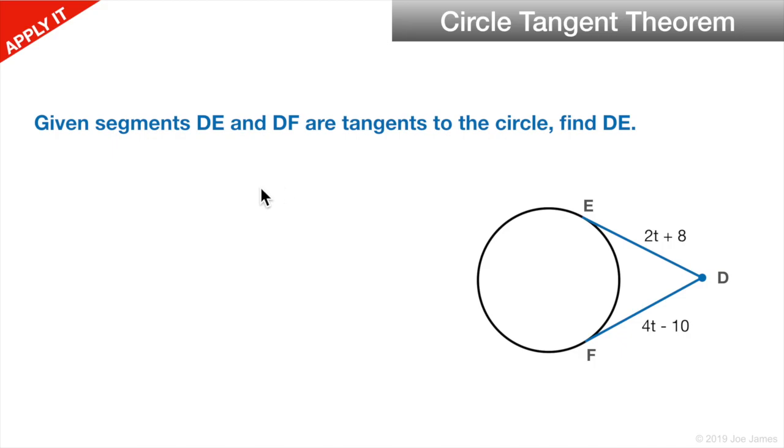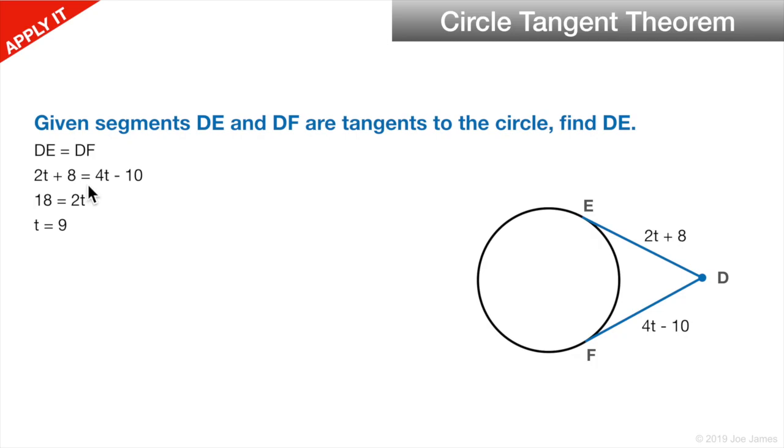Let's do a practice problem. Given segments DE and DF are tangents on the same circle, find DE. So we know that these two are tangents to this circle, and therefore they must be the same length, they're congruent. So instead of given the measure of these two segments, we're given the length in the form of t. So what we can do is we set these two segments equal to each other. DE is equal to DF, or 2t plus 8 is equal to 4t minus 10, and then we can solve for t.